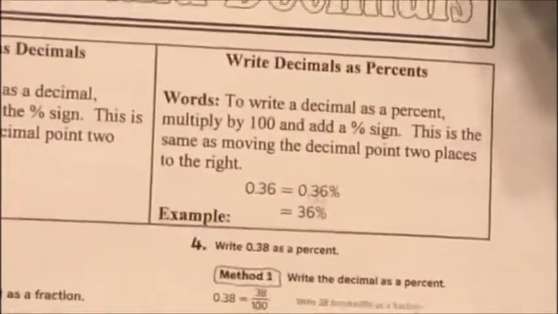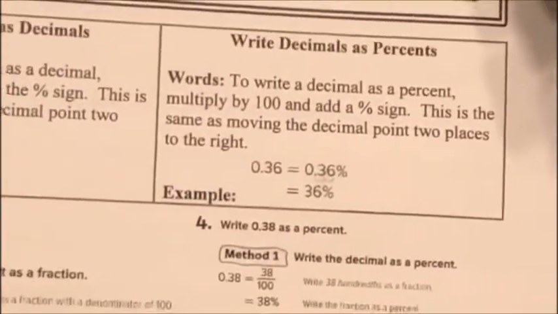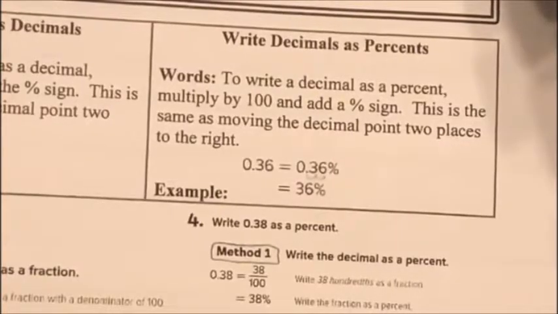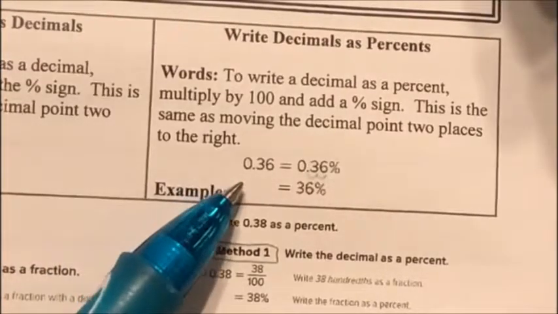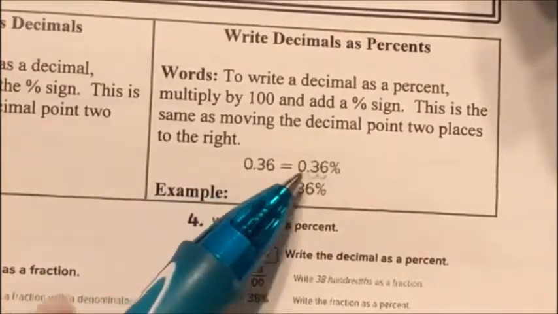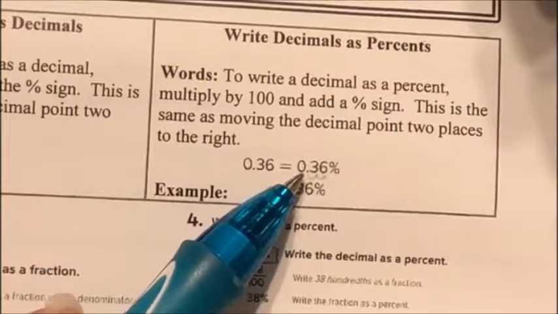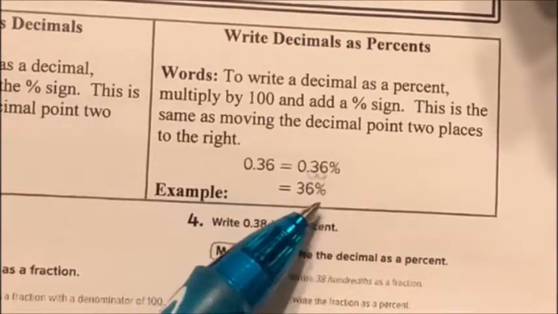Okay. You can also write decimals as percents. So to write a decimal as a percent, I multiply by 100 and then add a percent sign. This is the same as moving the decimal point 2 places to the right. So 0.36 times 100, I move the decimal 2 places to the right to get 36%.